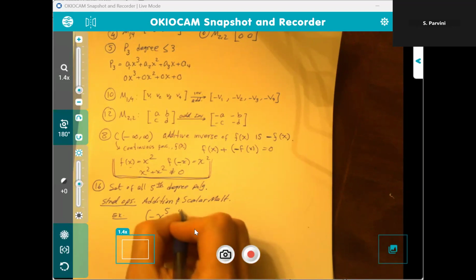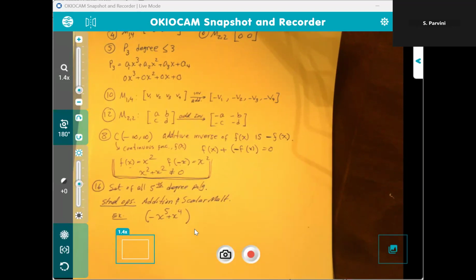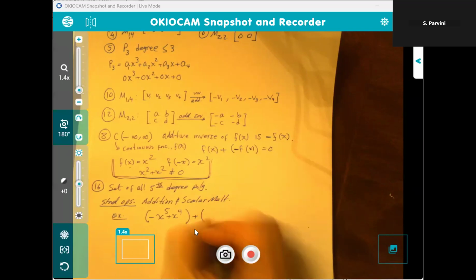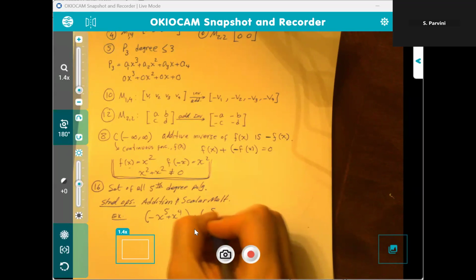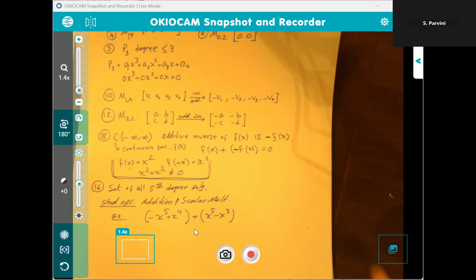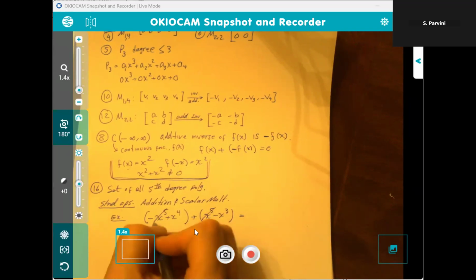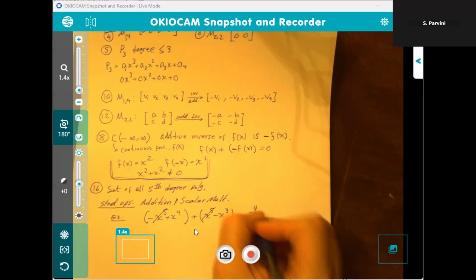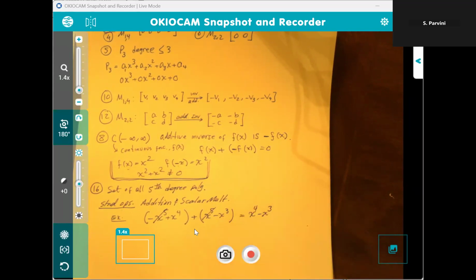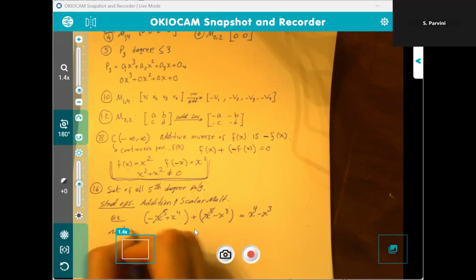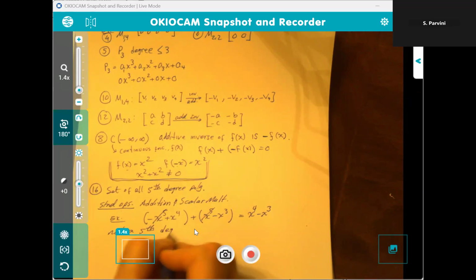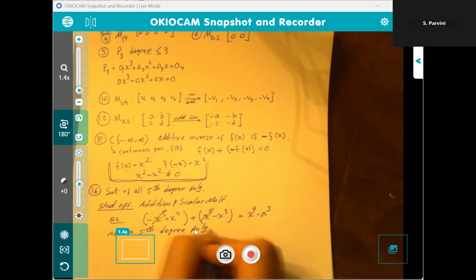So here is an example. Isn't that a fifth degree polynomial? I'm going to add it to another fifth degree polynomial. What is the result? x to the fourth minus x cubed, right? Is this a fifth degree polynomial? No, not a fifth degree polynomial. Therefore, we say this is not closed under addition.